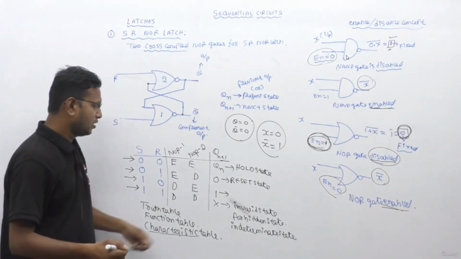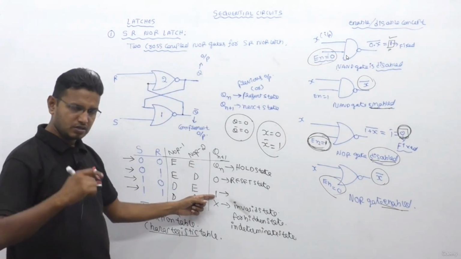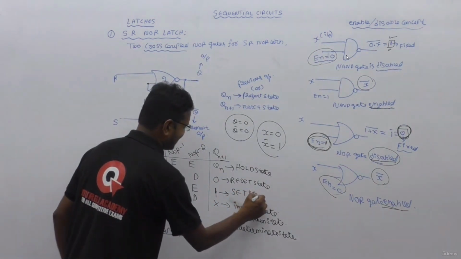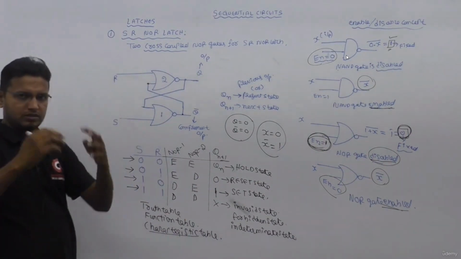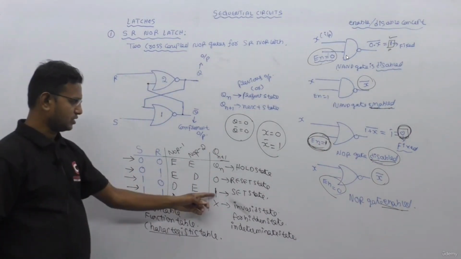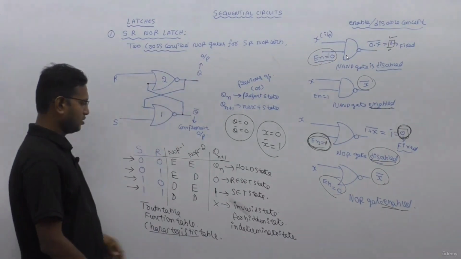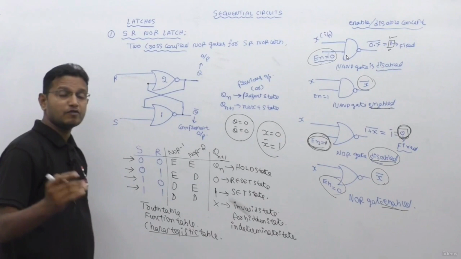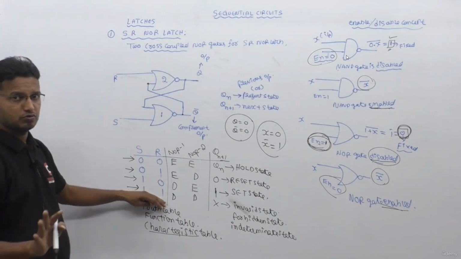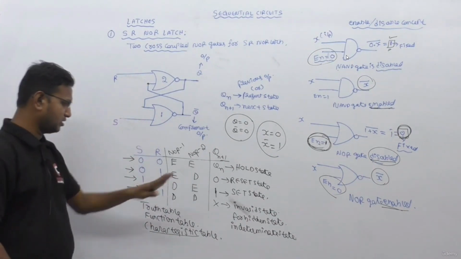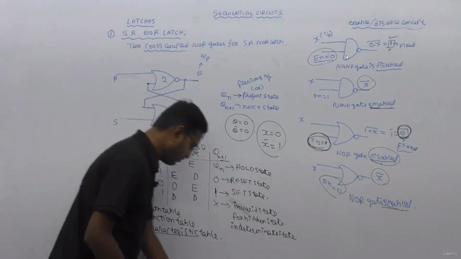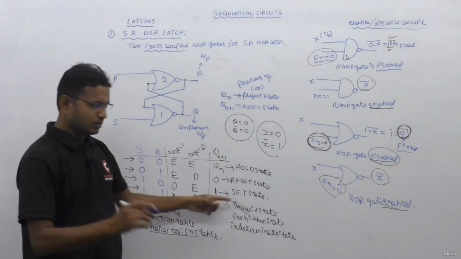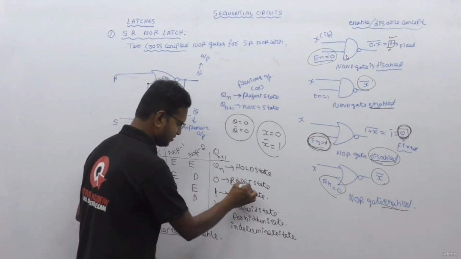Now, if Q(n+1) is 1, then we say the circuit is storing 1, and we call this the set state. Set state means bit 1 is stored in the device, that is Q is 1. Now see here, never give S equal to R equal to 1, and this is called invalid or forbidden state. Just ignore S equal to R equal to 1 for this circuit, because it will violate the laws of Boolean algebra.